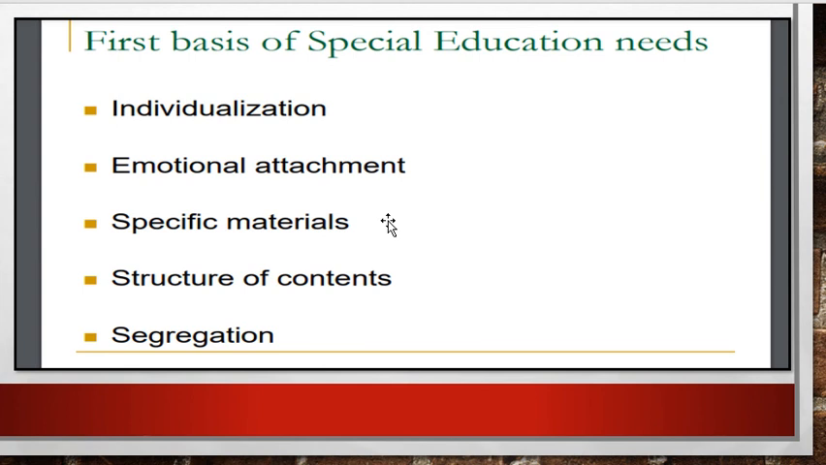So let's talk about this. For your assignment, please write down these five bases of special education: individualization, emotional attachment, specific materials, structured content, and segregation. My question is, why do we need to have these five needs first? Why cater to these five needs before you could move on in helping the child become not just normal, but a functional person in society? So this is 100 points.